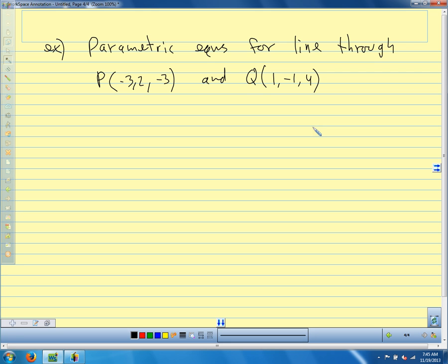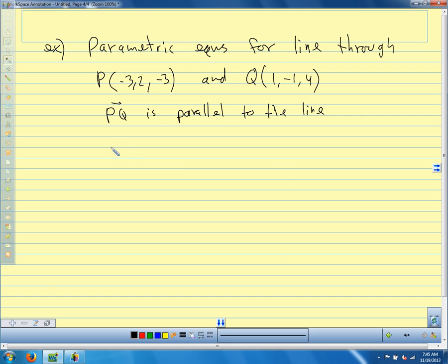So we need two things to write our equation for our line. We need our direction vector, and we need 1 point on the line. So how do we find our direction vector? The vector from P to Q is going to point in the direction of the line from P to Q, right? So we can just find the vector PQ. The vector PQ is parallel to the line, so that can be our direction vector.